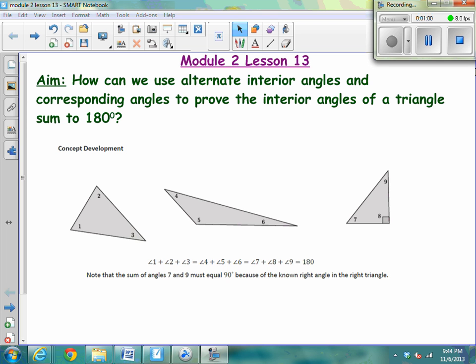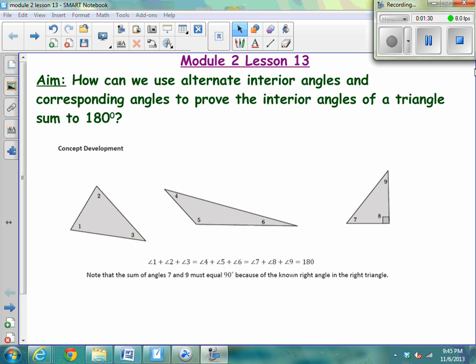So this lesson is all about proving that the sum of the angles in a triangle add to 180 degrees. You know that as a fact, and we accept it, but this lesson is about explaining why 3 angles in a triangle add to 180 degrees. You're going to prove it. You're going to explain why it's true. You're going to use an informal argument to explain why it's true.